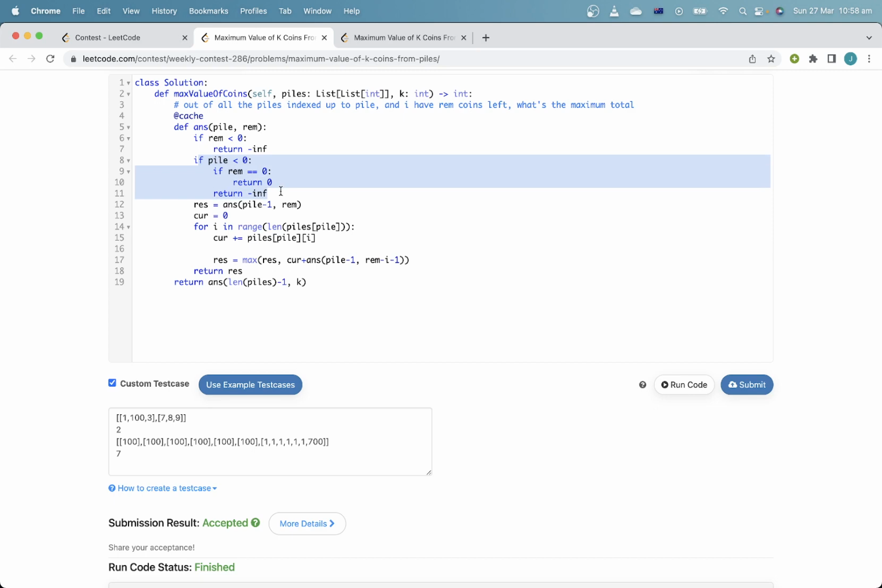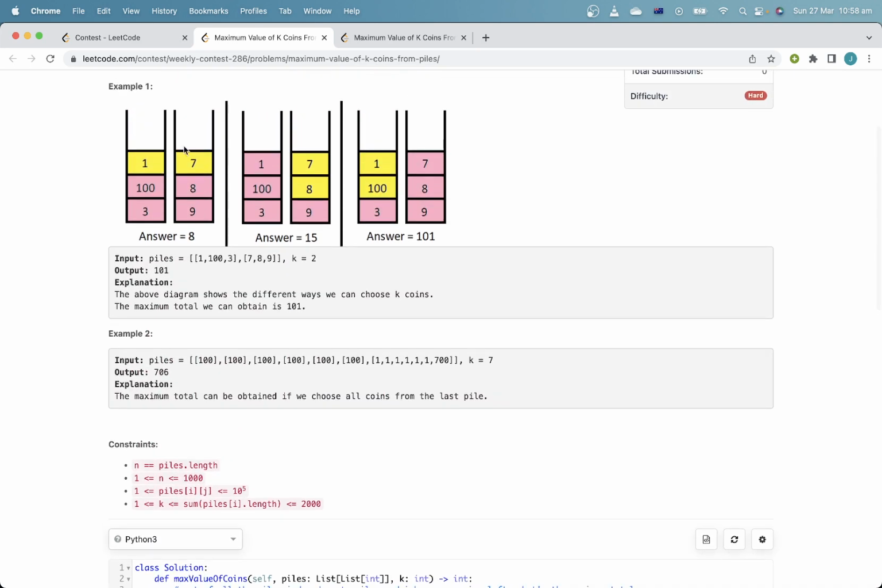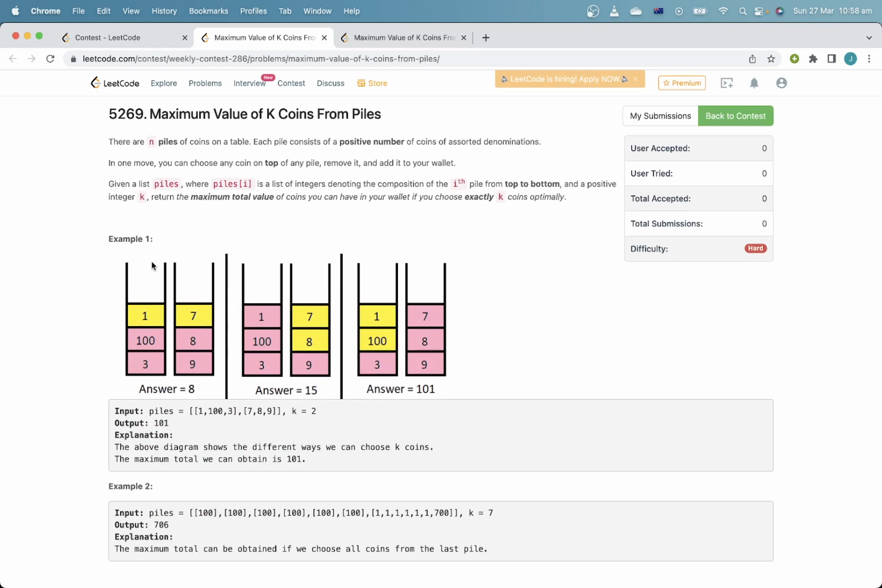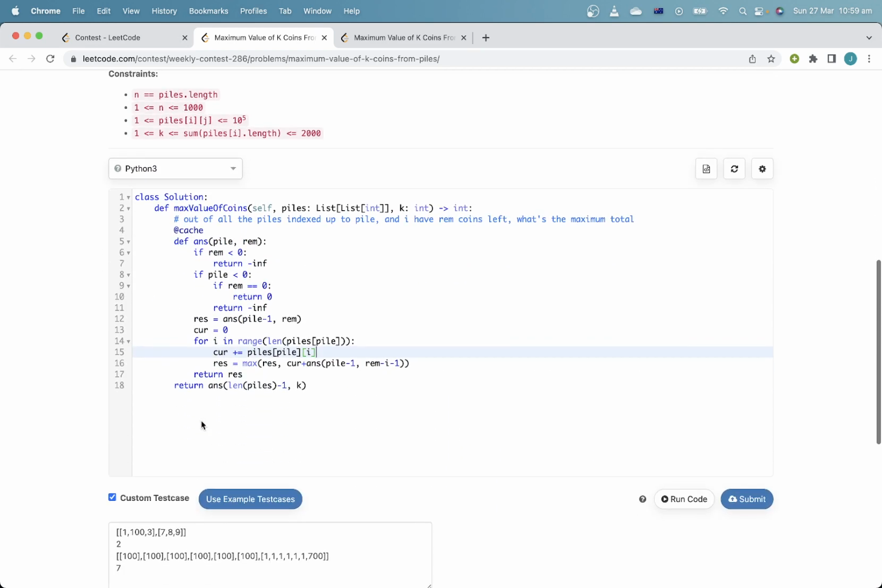Then there's only a few possibilities for the current pile. Either I don't take any coins from this pile, which means I'll transition from the previous pile number with the same number of coins left over, or I do take some coins from the pile, and I can just brute force for each position in this pile. If I was to take all of the coins from that position upwards, and only those coins from that pile, what's the maximum answer I can get?